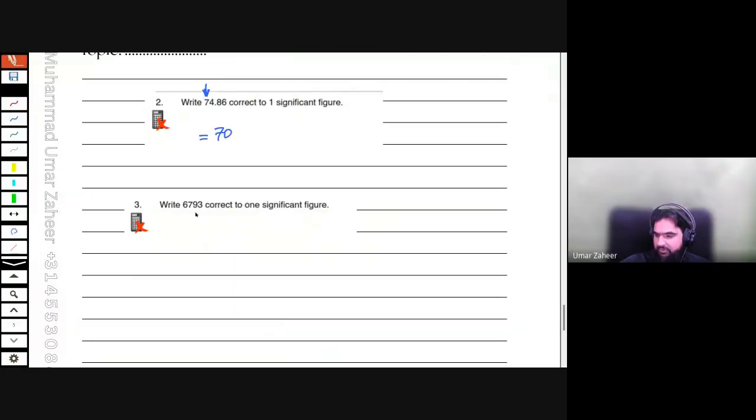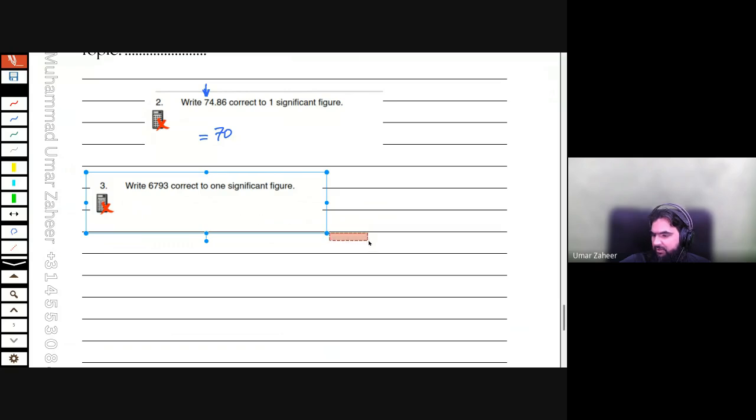Now we have the next one. It says write down 6793 correct to one significant figure. It would be 6,000, then look at the next value. You have to use the rounding off rules. It will be 7,000.